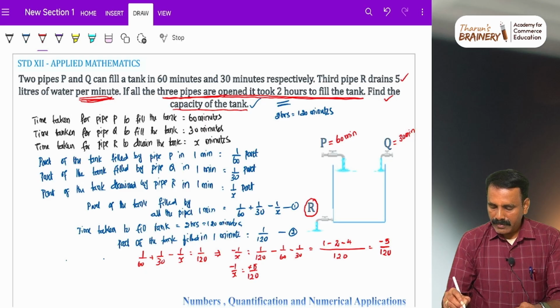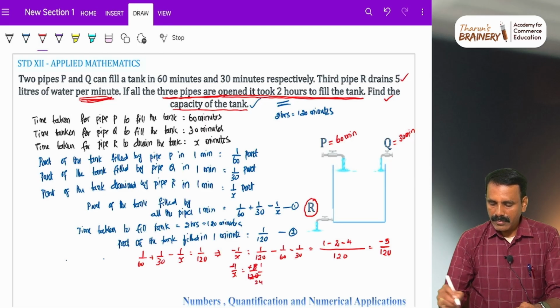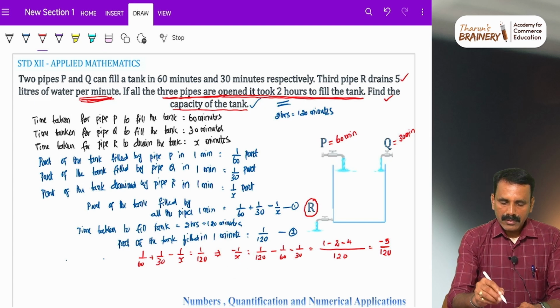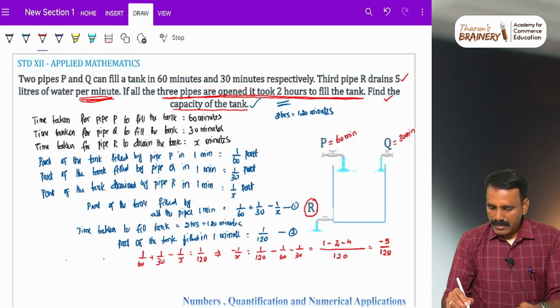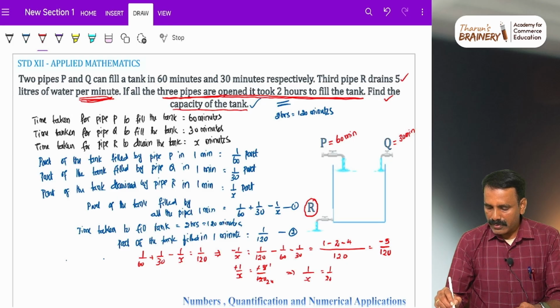So, we cancel this term. When you cancel, this is 120. So, we have here minus 1 by x is equal to minus 5 divided by 120. We cancel negative sign and we cancel 1 5s are 5, this is 24. So, which implies 1 by x is equal to 1 by 24, which implies x is equal to 24 minutes.